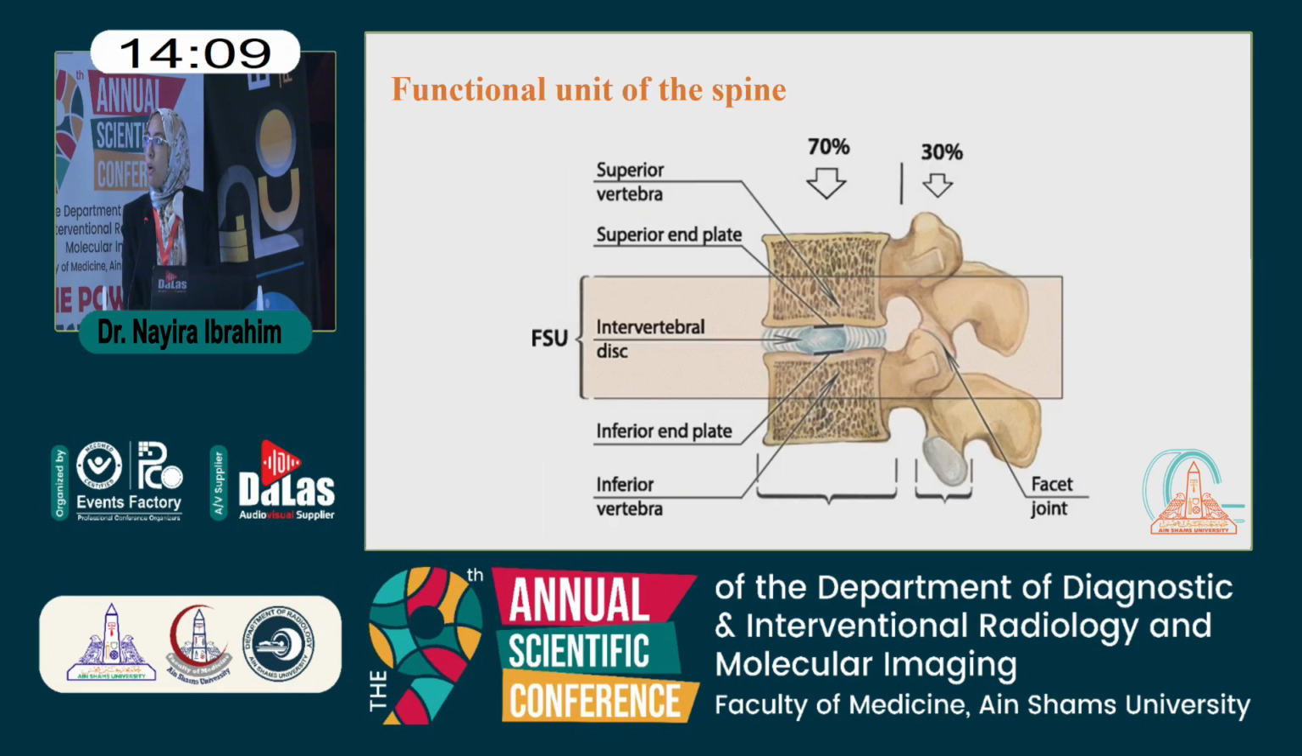The functional spine unit represents the smallest motion segment of the spine and exhibits biomechanical characteristics like the rest of the spine. Approximately 70% of the workload is carried by the vertebral bodies and the intervertebral discs, with the remaining 30% of the load being distributed through the facet joints. Degenerative disease of the spine is a definition that includes gradual loss of normal structure and function of the spinal unit.